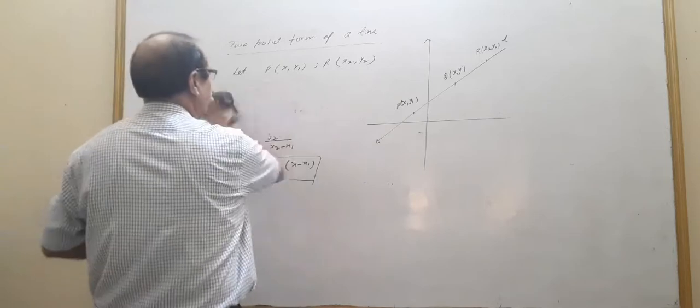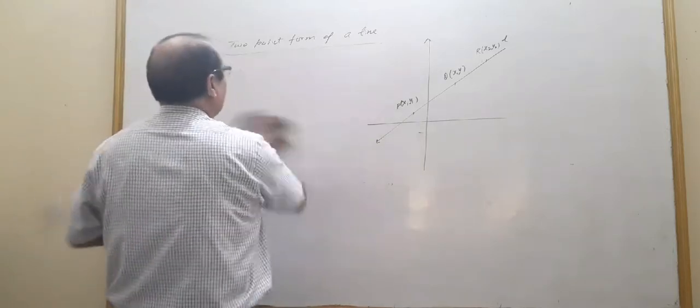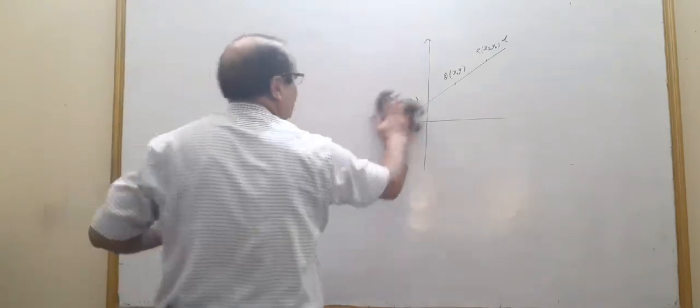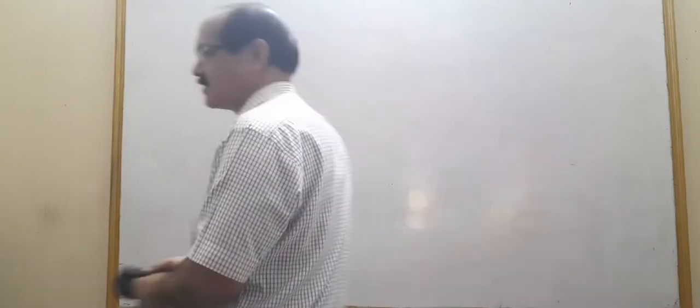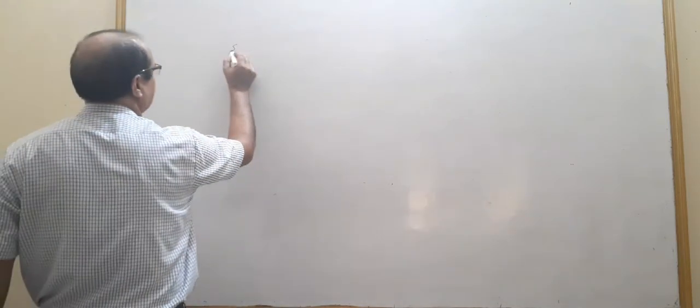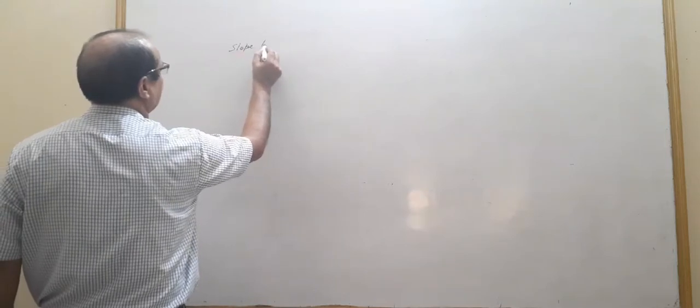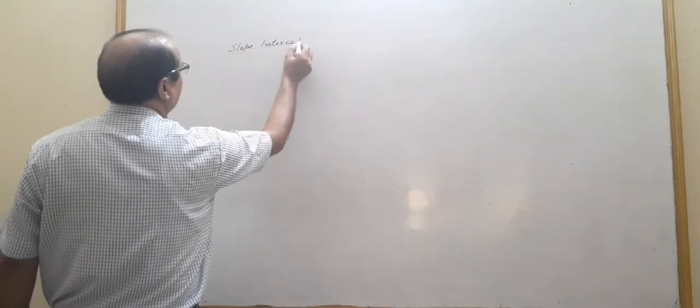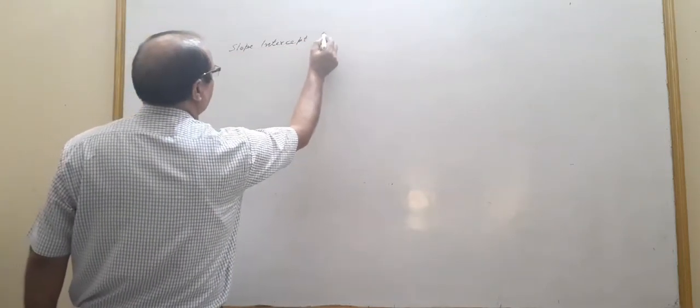Okay. So in the same way, after finding the two-point form, the next form of the line that we will discuss is the slope intercept form of line.